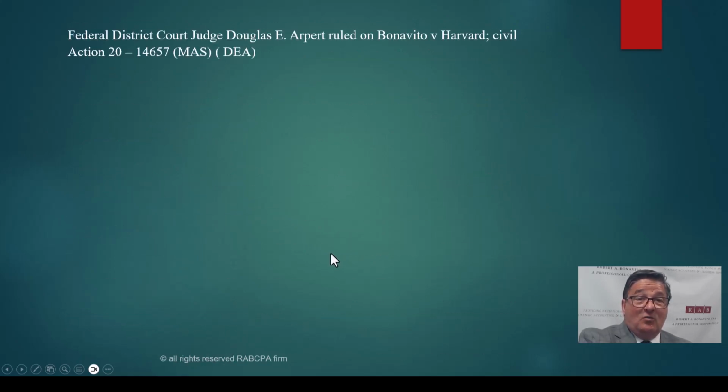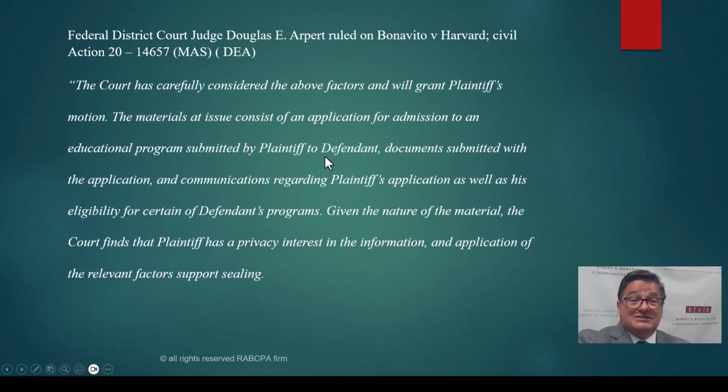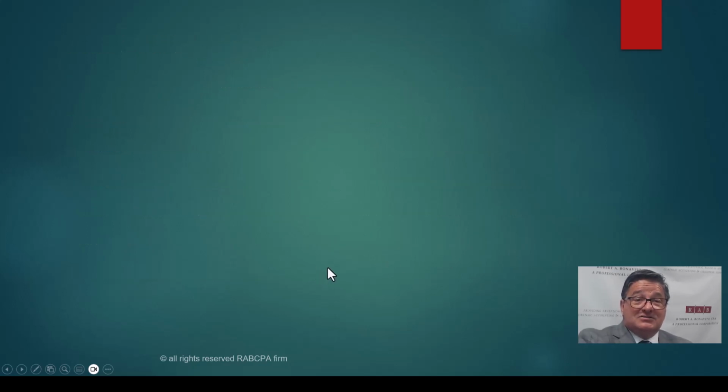Okay, well, another federal district court judge, what did he do? This is Douglas E. Arpert. Okay, he ruled against Harvard. They took information and took it across state lines. If this came out in court, Harvard would be finished. And he says, given the nature of the material, the court finds plaintiff has a privacy interest in the information. An application of relevant facts supports sealing. They sealed these. I won. Okay, so this is a real case.